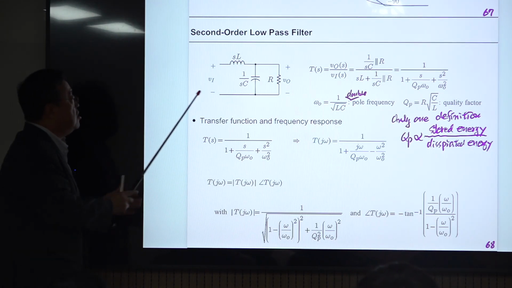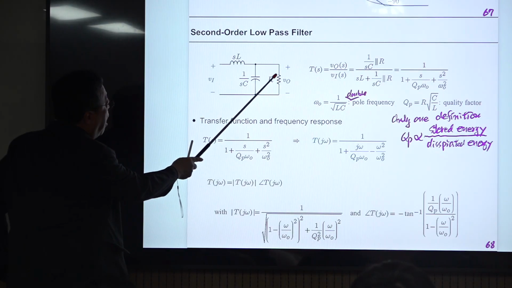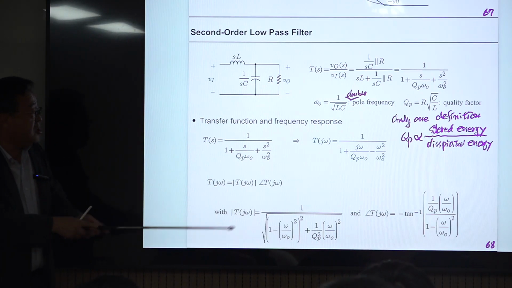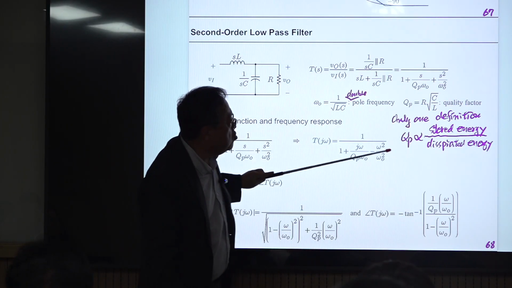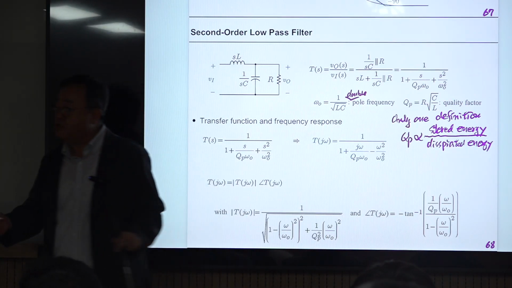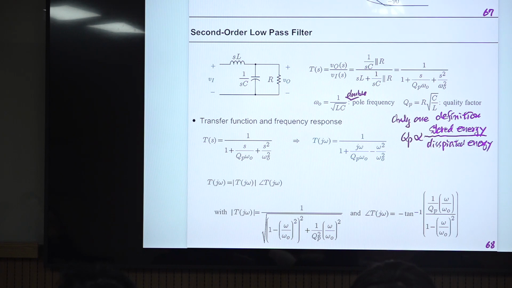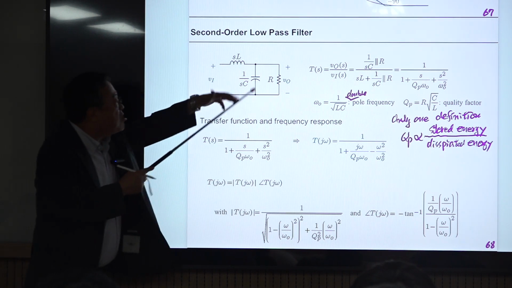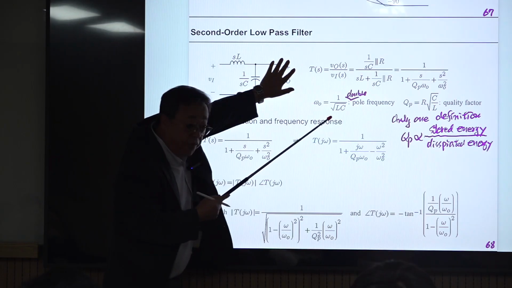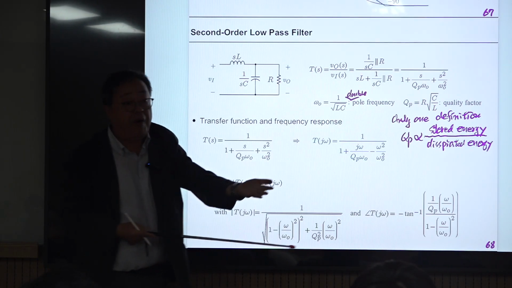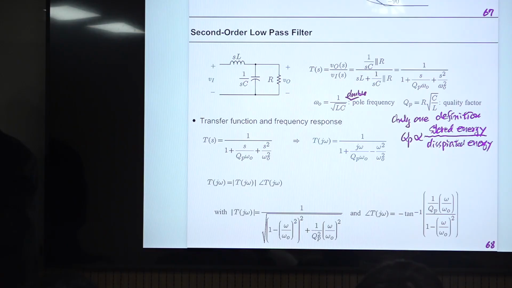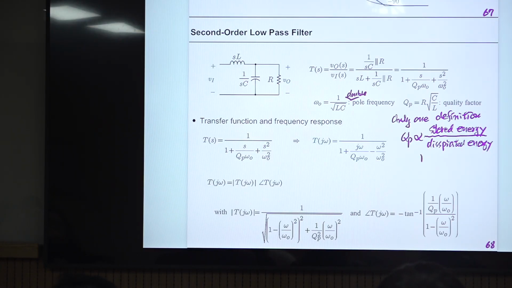Q, okay, let's take a look at this. Q is here, R is here. If R is small, Q becomes large, okay? That means no power loss. If R becomes larger and becomes infinity, there is no power loss, okay? Then Q is infinity. So R infinity implies Q infinity. So R should appear here, right?